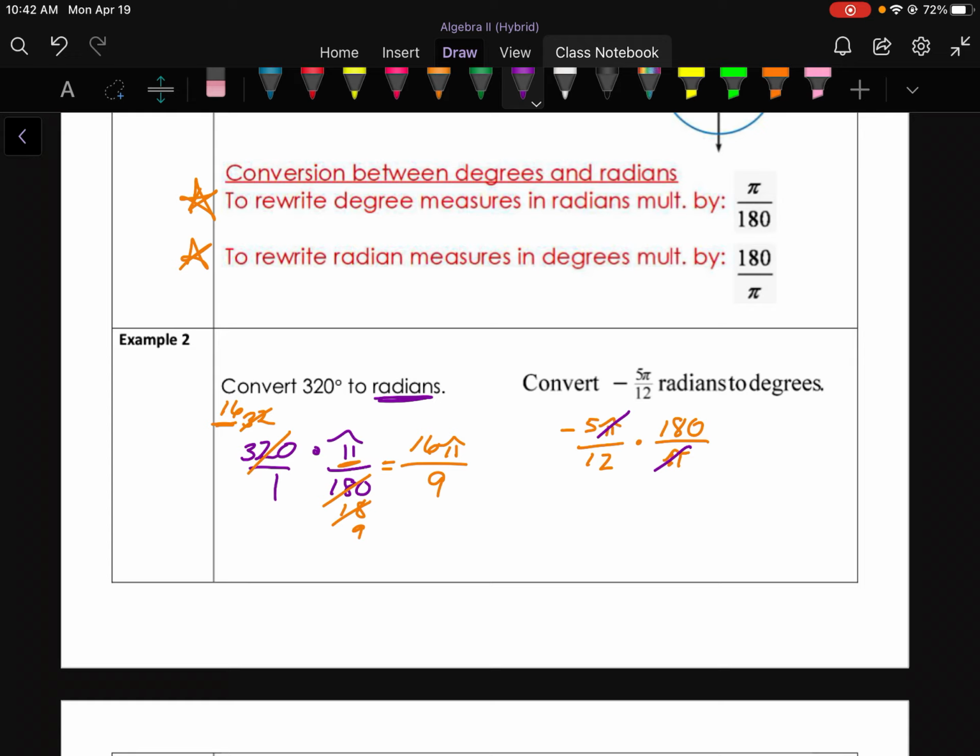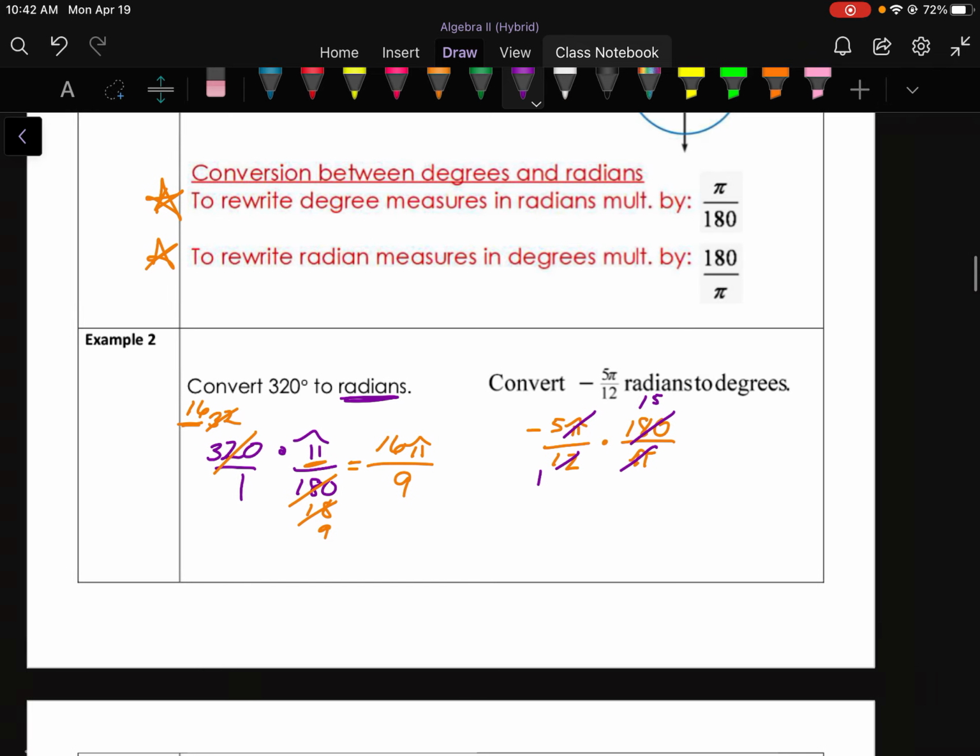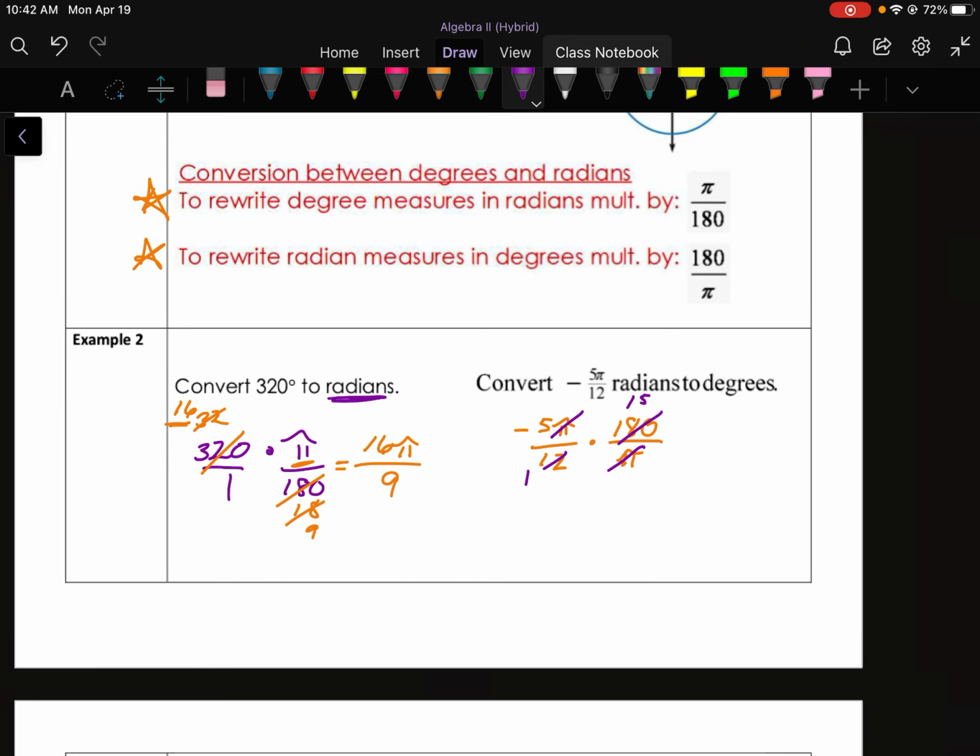I mean, you could multiply across and then reduce, but I like to do it before. So let's see, we can take 12 and 180, we can divide them both by 12. So 12 divided by 12 is 1, 180 divided by 12 is 15. The pi is canceled, so if I multiply across the top, negative 5 times 15 is negative 75, and everything else is gone, so negative 5 pi over 12 radians is negative 75 degrees.